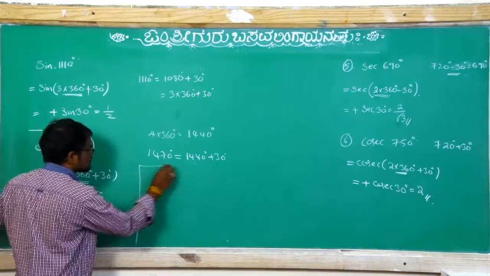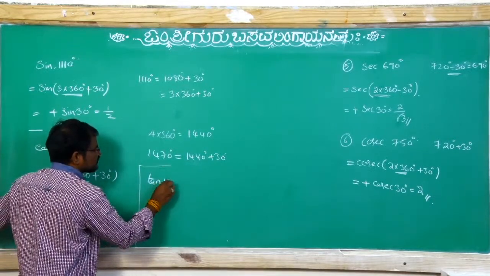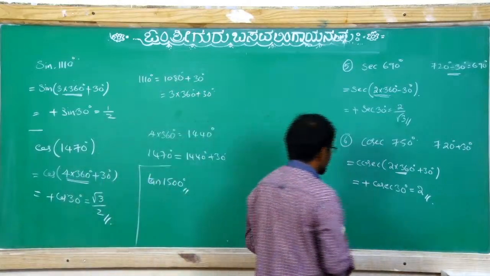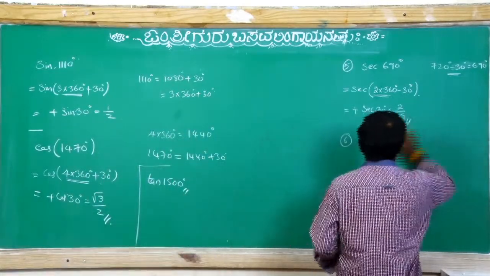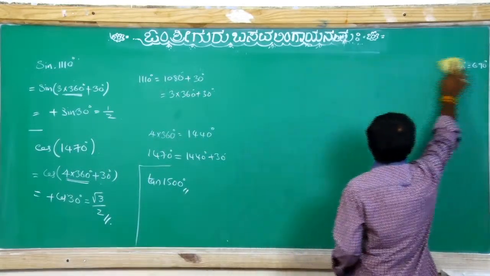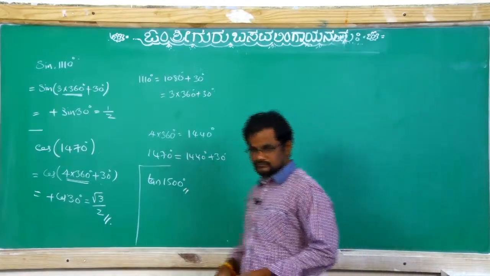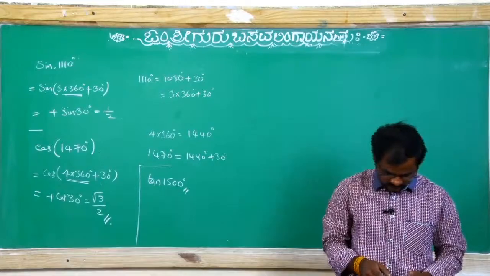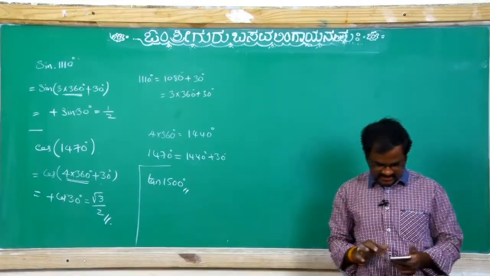Similarly you can find like this also. Tan of 1500. Find out. Right. Based on this, some NCERT problems we will do.